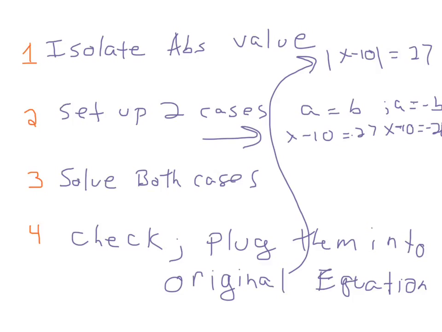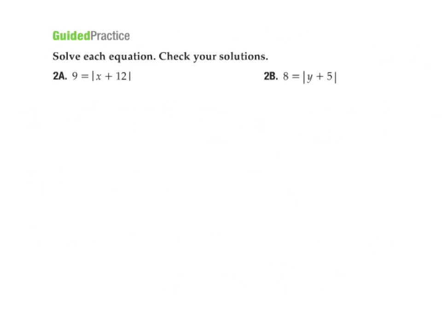Okay, so I want you to go ahead and try to employ these 4 steps as you try the guided practice for example 2. So you have 2 equations here. It turns out that they're already set up for you, that they are isolated. That's not always going to be the case, but you're going to go ahead and set up your 2 cases, solve, and check your answers. Pause the video now and give these a try.